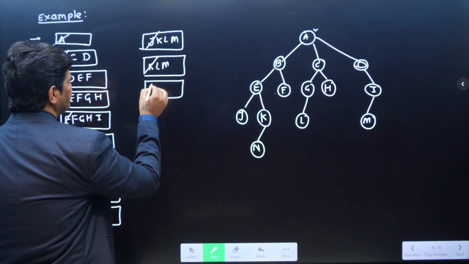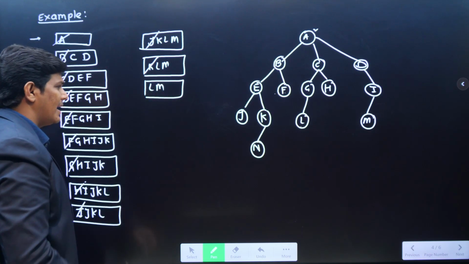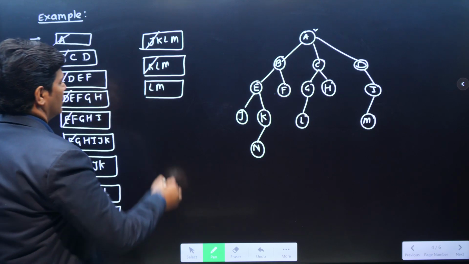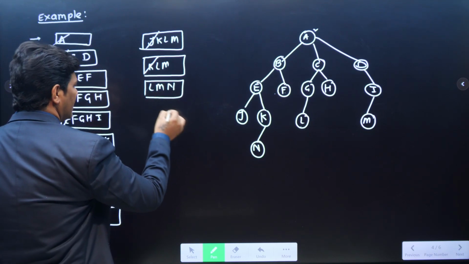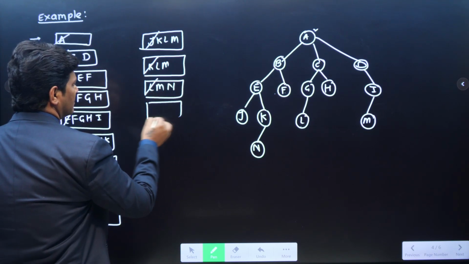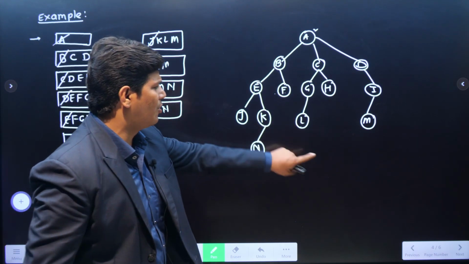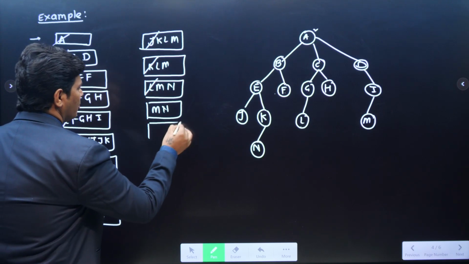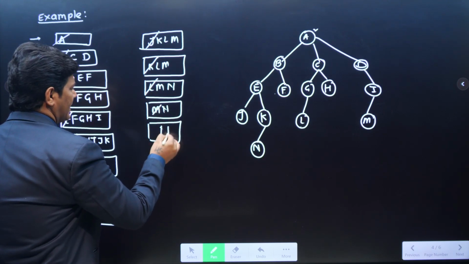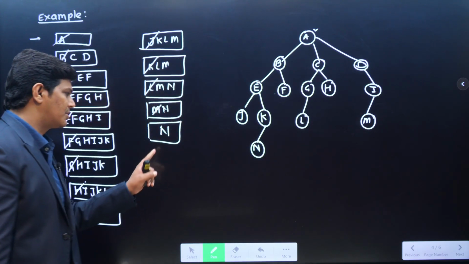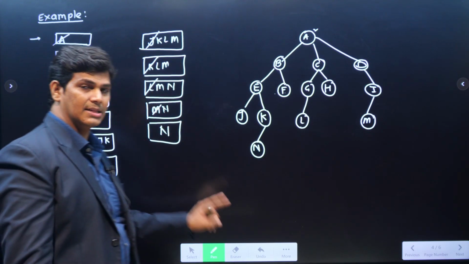After removing K, the remaining nodes are L, M. But does this K have any child node? Yes, students, N. So we have inserted N. Now remove L. So the remaining nodes are M, N, but does L have any child node? No. Again remove M, we will get N. Does this M have any child node? No. So this is the last node, that means this is the final answer.